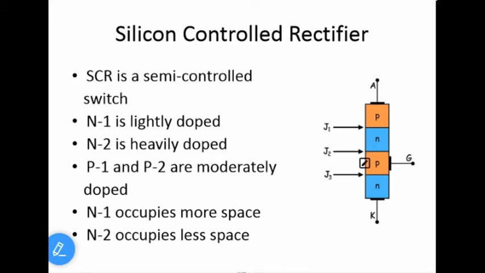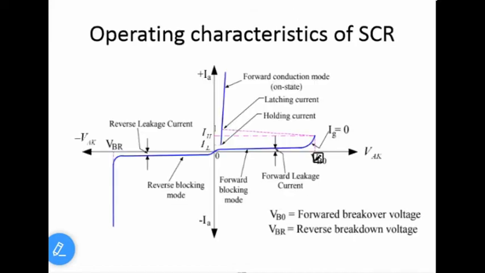Now, there are three operating regions of the SCR. One is forward blocking, the other one is reverse blocking, the third one is forward conduction. Now there are three regions. This comes under region 1, this comes under region 2, this comes under region 3.